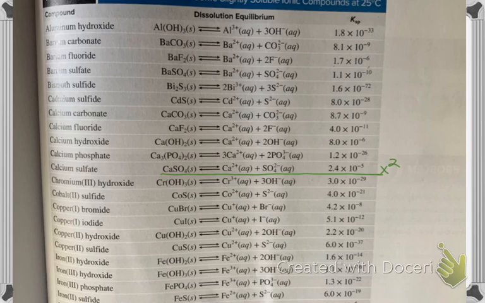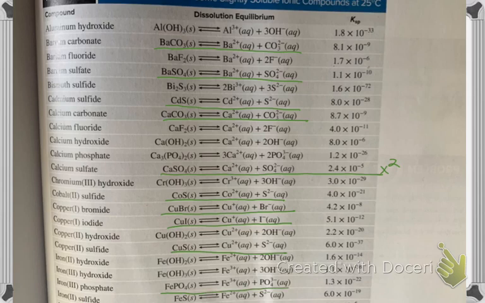Pause the video, go down the line, and then start it up and see if you're right, because I might be moving faster than y'all are moving. I can't tell because I can't hear you answering. Find the other X squared ones. Okay. Barium carbonate's an X squared one. Barium sulfate's an X squared one. Cadmium sulfide. Calcium carbonate. Cobalt 2 sulfide. Copper 1 bromide. Copper 1 iodide. Copper 2 sulfide. Iron 3 phosphate. Iron 2 sulfide. Okay, y'all, all of these are X squared ones.